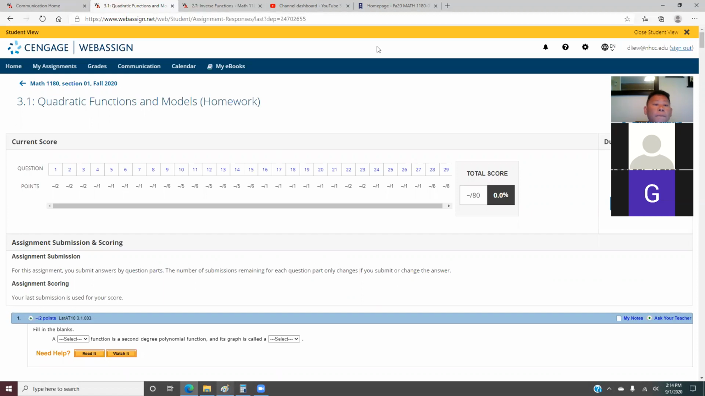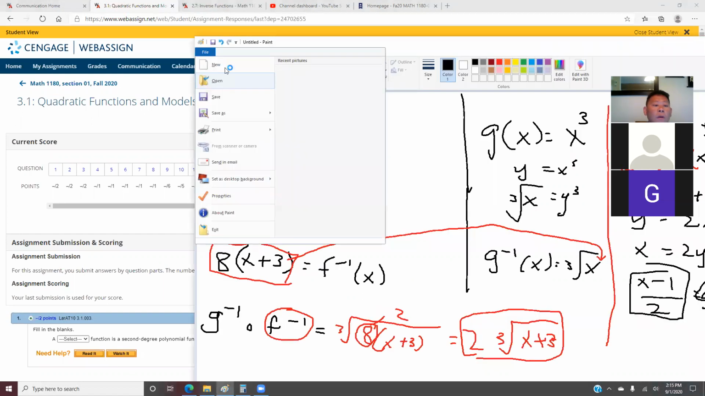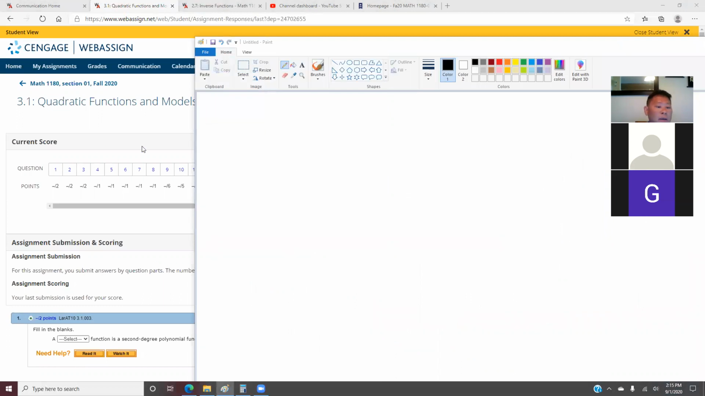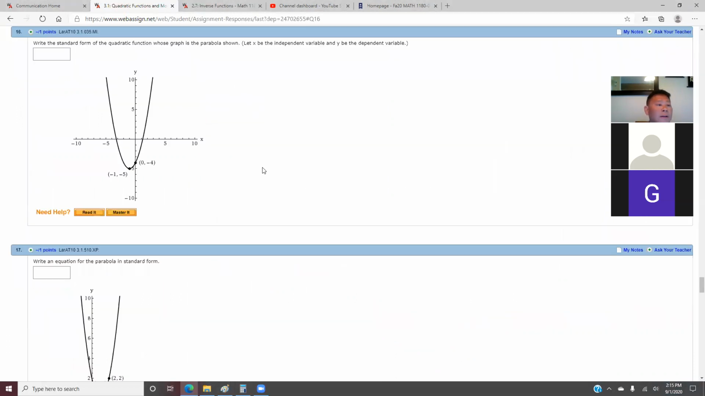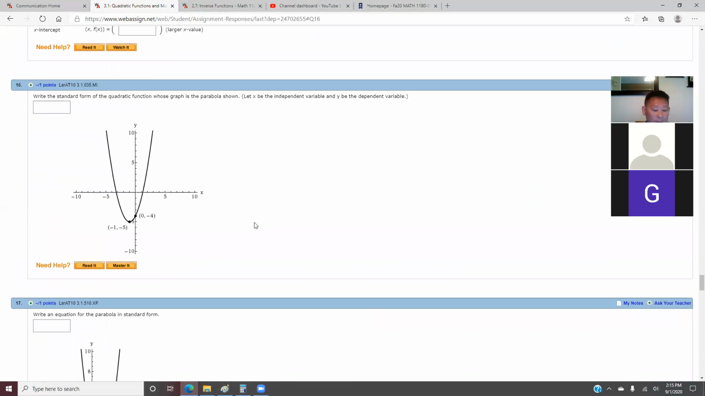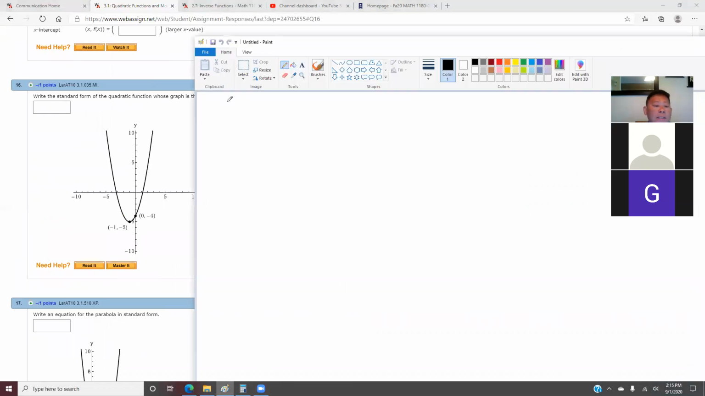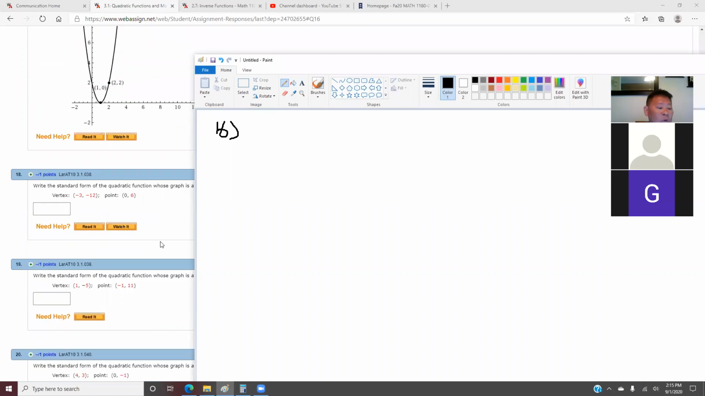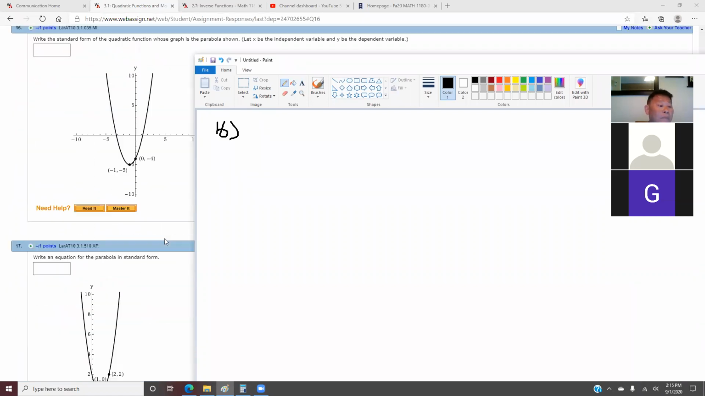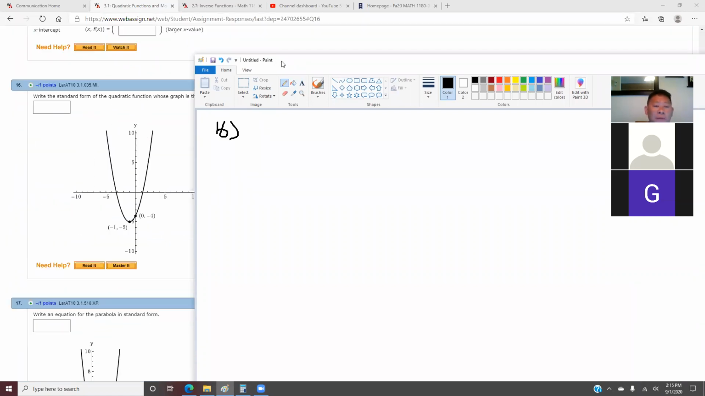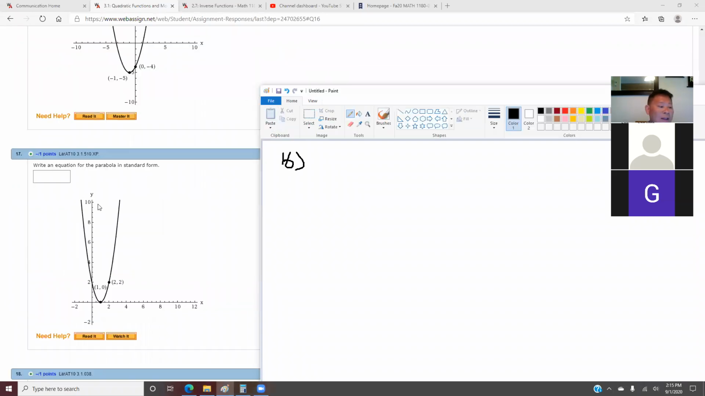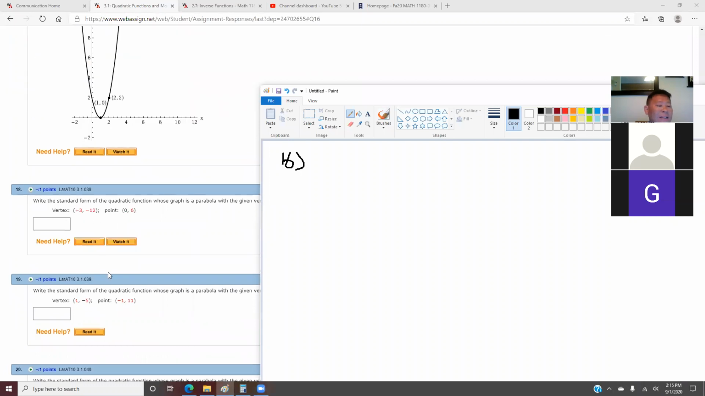For question 16 in 3.1, and this sort of applies to 17, 18, 19, and beyond. I was just having some issues with WebAssign recognizing the proper notation. Yes, 17, 18, 19 and 20 are all the same. If you know one, you should know how to do 16, 17, 18, 19, and 20.